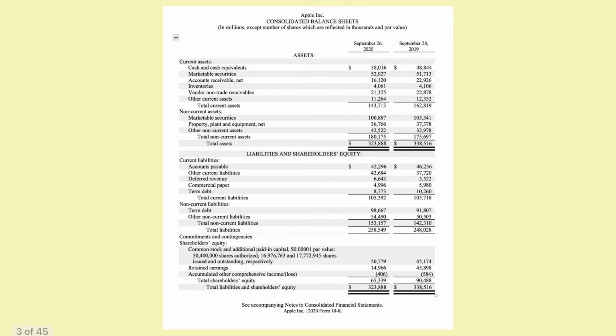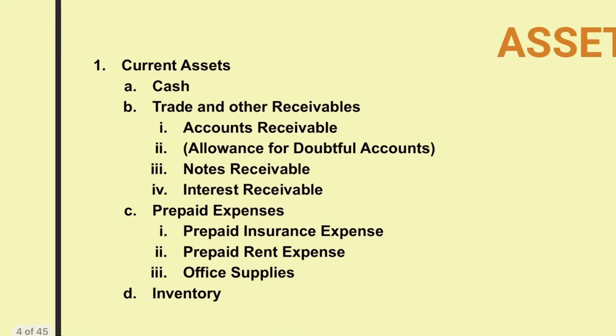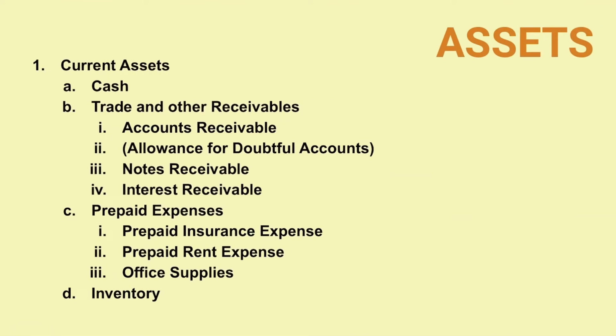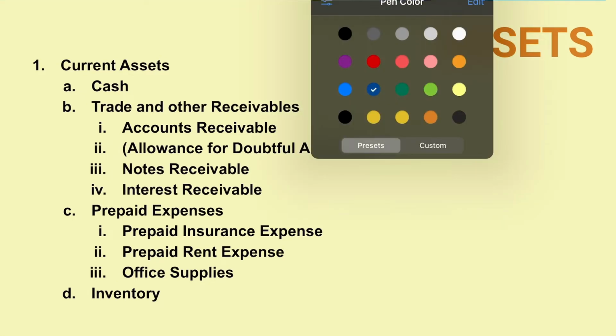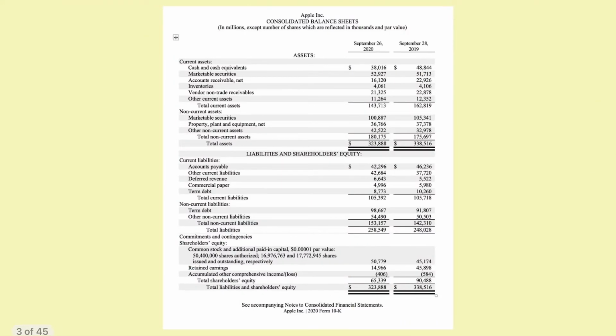So in the previous video, we had an example of a balance sheet and we went line by line on each account. Let's go on an even deeper dive on each account. So we have here a list of common asset accounts. Asset accounts are divided into two. As you can see here, we have the current assets, and we have non-current assets.